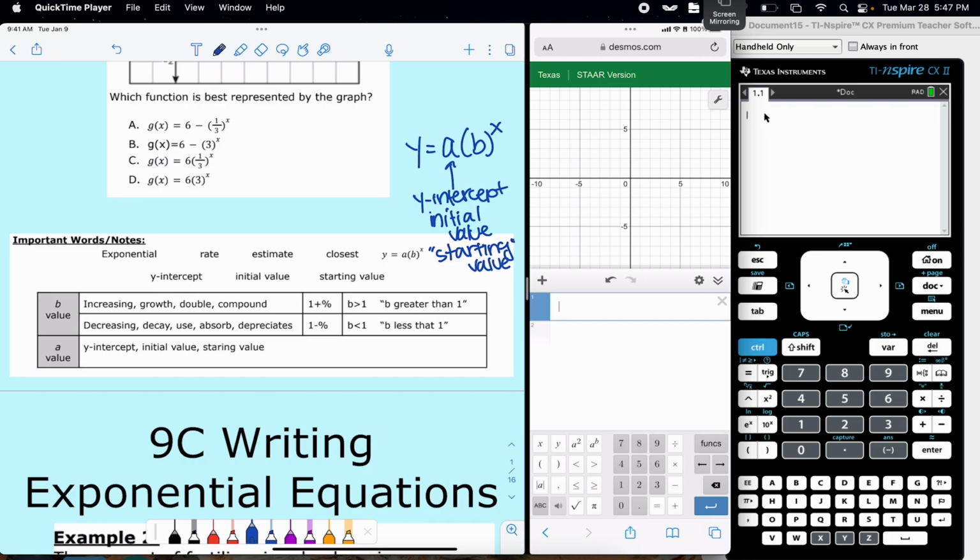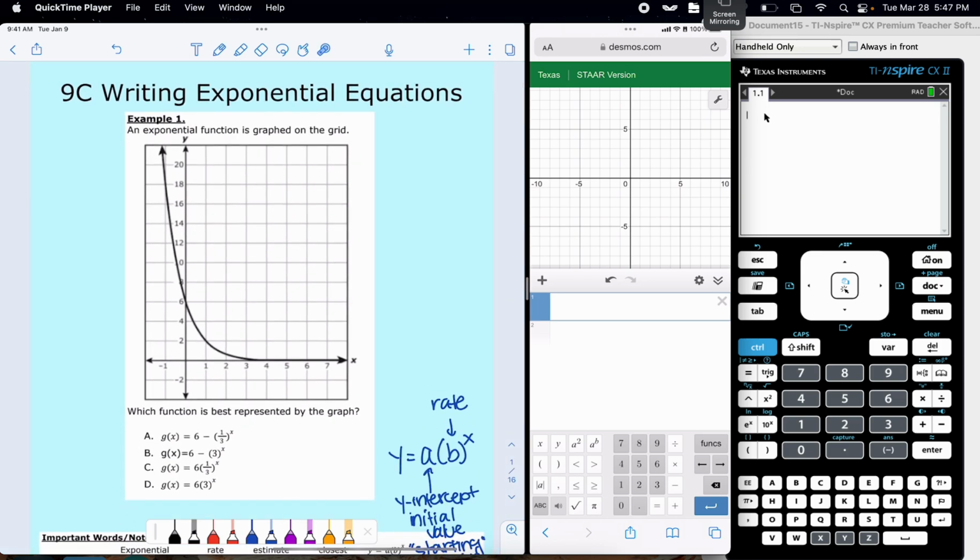So our b is our rate. Remember, when something is increasing, it's going up. When something is decreasing, it's going down. In increasing, you always want to add. Decreasing, you always want to subtract. So let's try this first question.